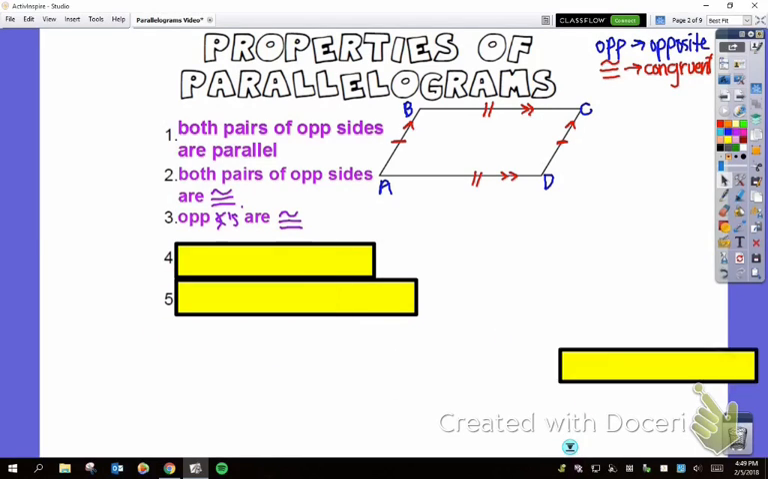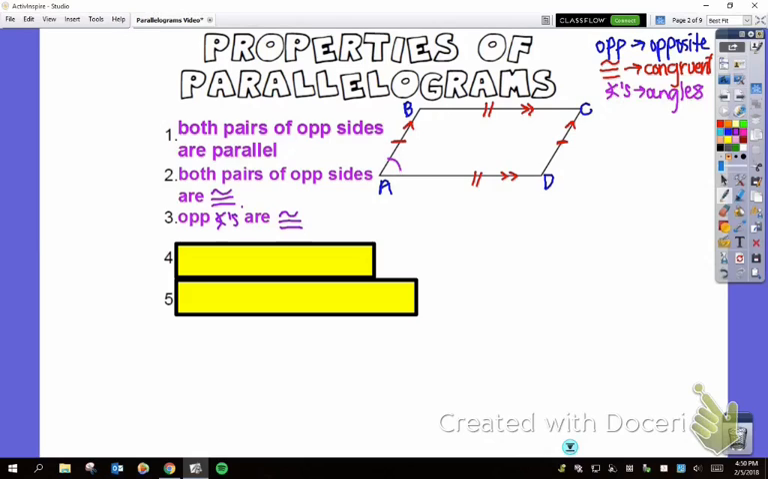Our third characteristic is that opposite angles are congruent. Again, just another thing that we're adding in here is the angle abbreviation. And opposite angles mean they have to be across from each other. They cannot be formed by the same 2 line segments. So angle A would be congruent to angle C, and we're going to use 1 hoop there. And then angle B is not equal to angle A, so we're going to use 2 hoops, and it is equal to angle D. So those would be our opposite angles.